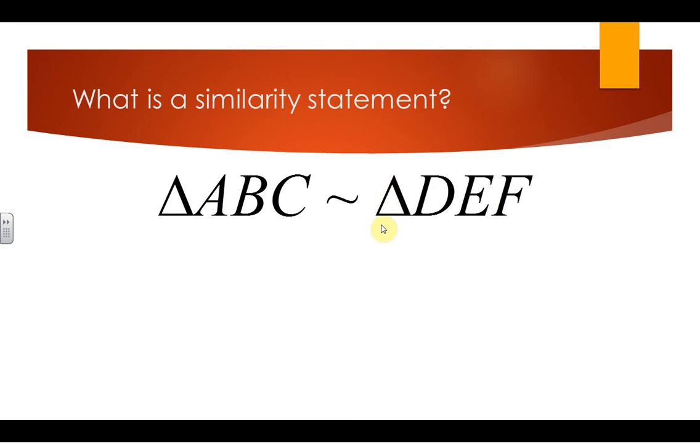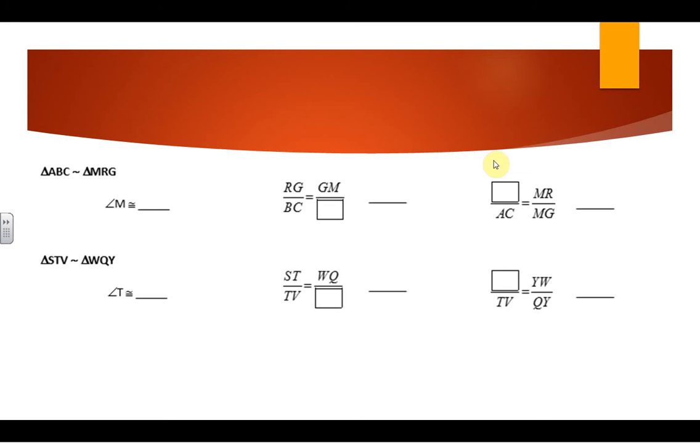A similarity statement is just like a congruent statement, just now we're using this symbol. This is for similarity, so this would mean similar. It's a statement that lists the proportional sides and congruent angles. These are in order of corresponding sides again, but rather than the sides being equal, the sides are proportional. The angles, however, so angle A would be congruent to angle D in this case, whereas AB, the segment, would be proportional to segment DE.